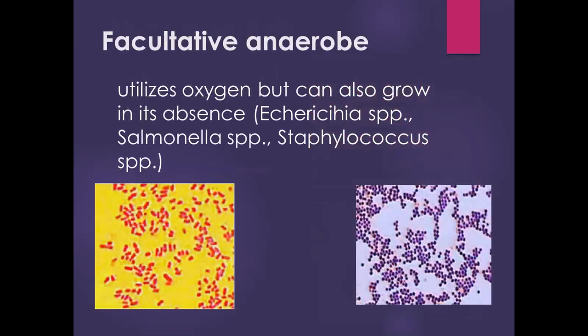Facultative anaerobes are a very large group of pathogenic and occasionally pathogenic bacteria. They can grow in presence of oxygen and in absence of oxygen. They have enzymes to detoxify peroxides. The medically important facultative anaerobes you see here are the enteric bacteria like Escherichia, Salmonella, Shigella, Klebsiella, and they are gram-negative. And the gram-positive Staphylococcus and Streptococcus are also facultative anaerobes.